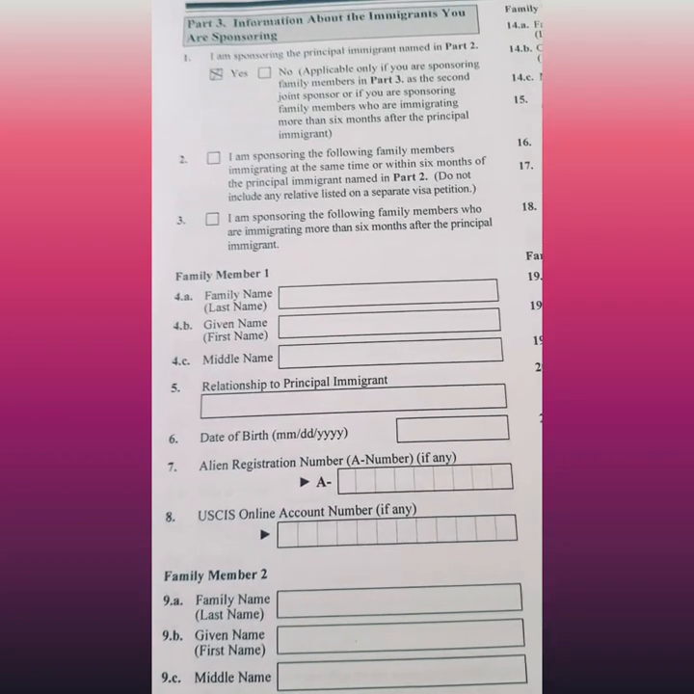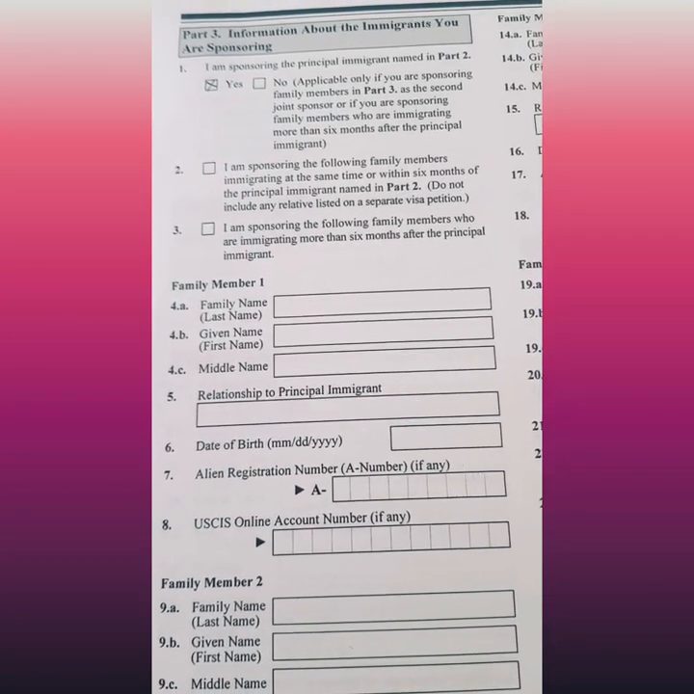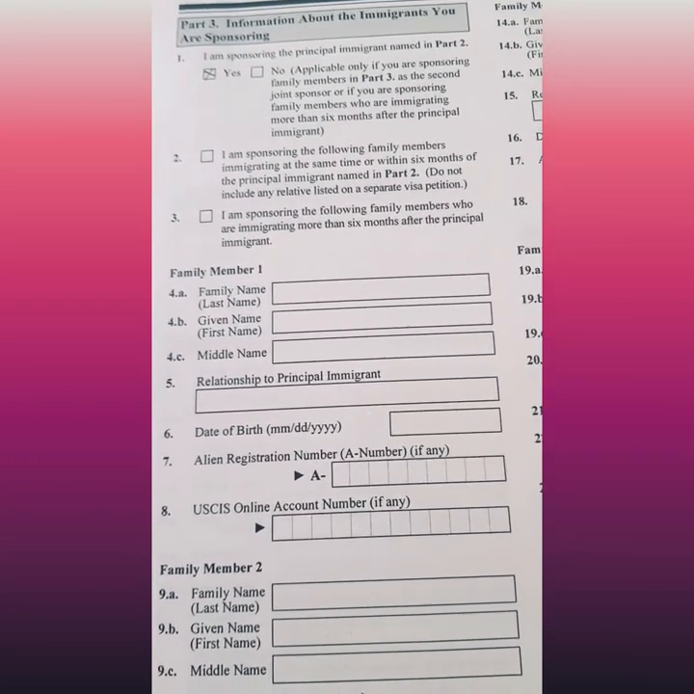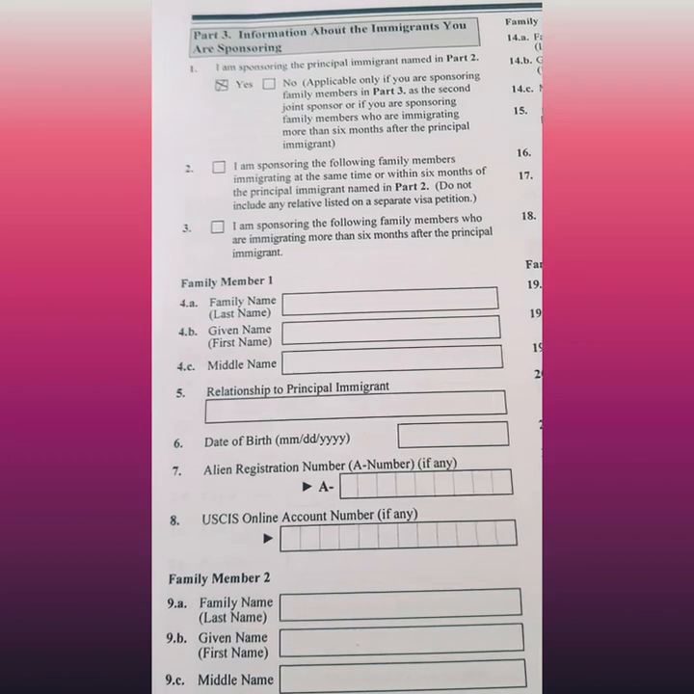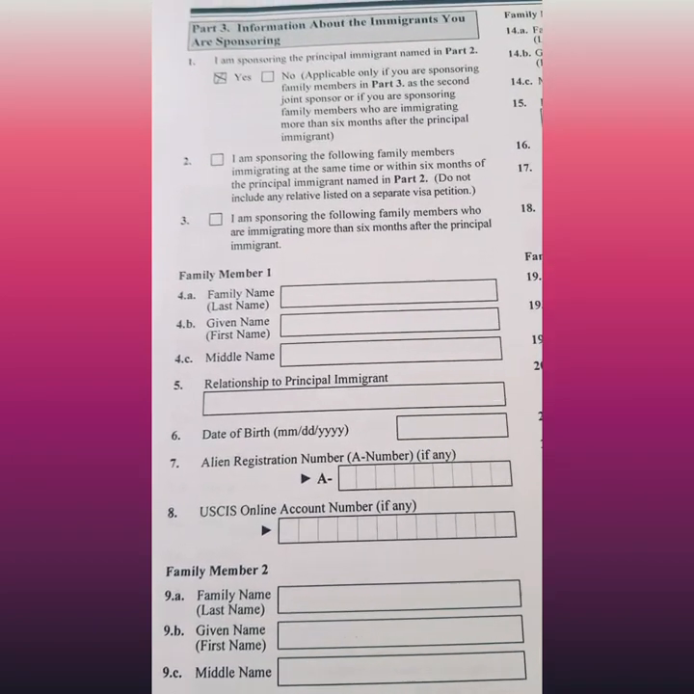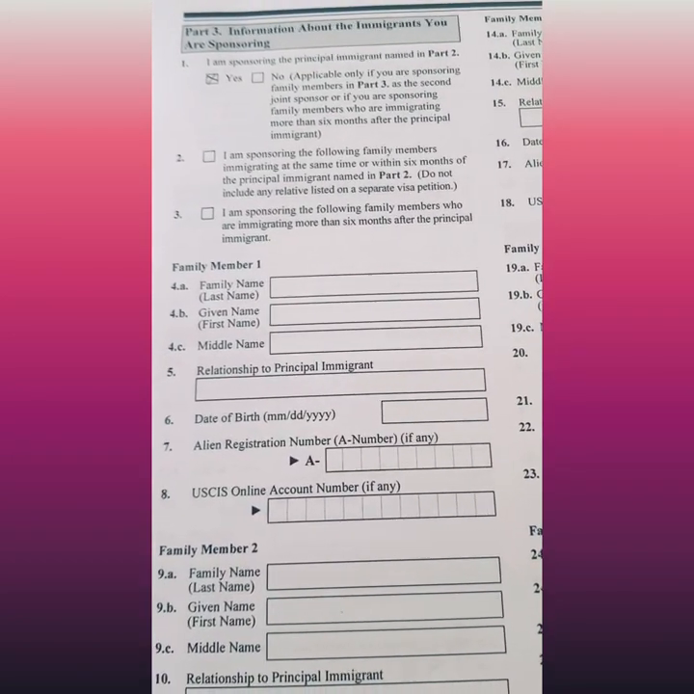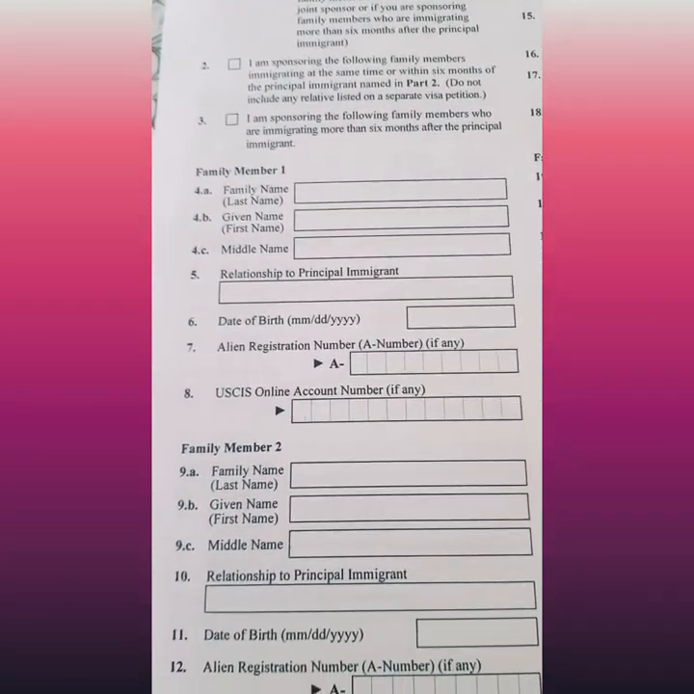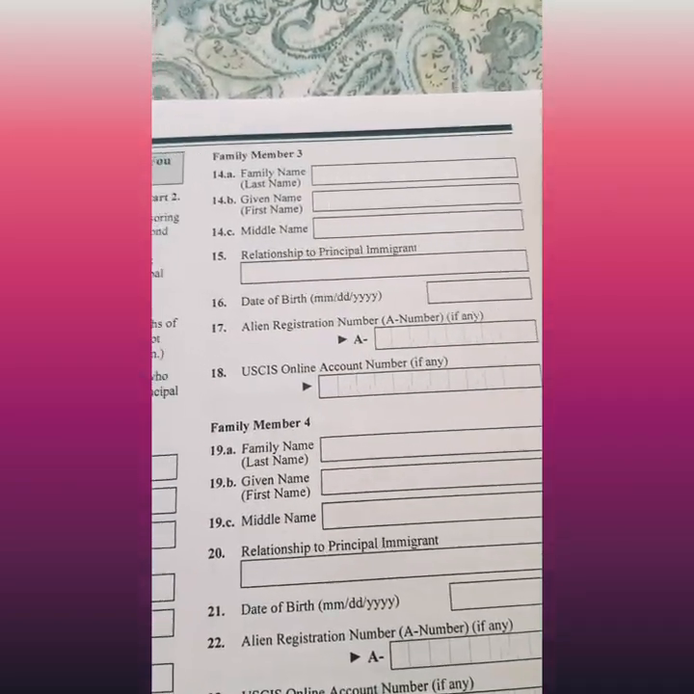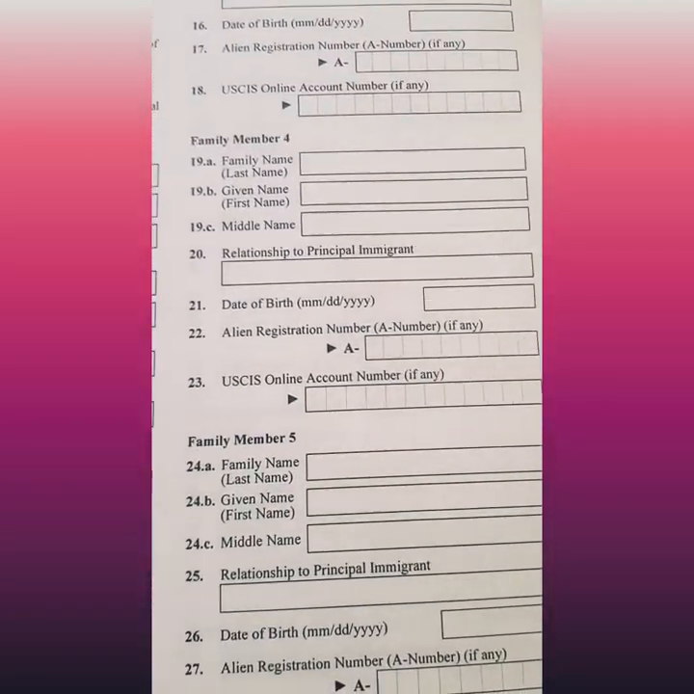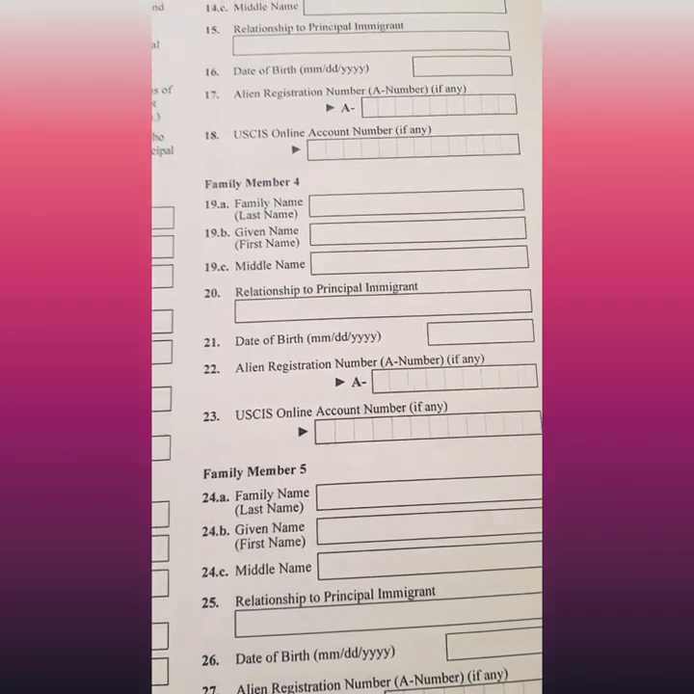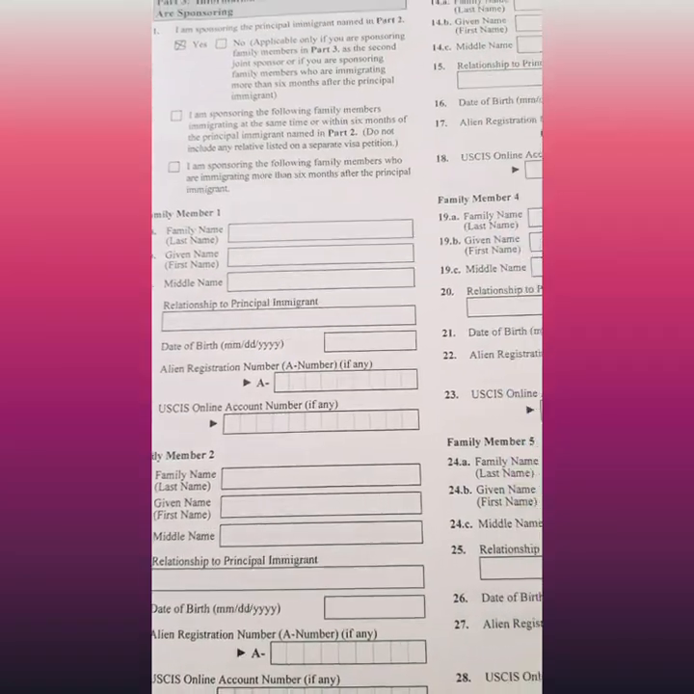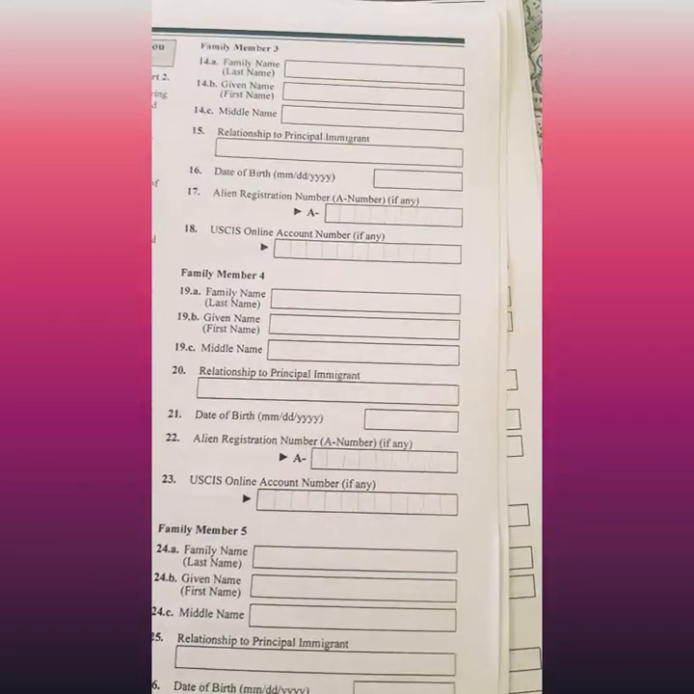So since this person is the only one, since we clicked on number 1 yes, we don't have to fill it up because the person doesn't have any family members coming along, so we leave the space blank. So you see that they have family member 1, 2, 3, and 4. We don't have to fill it up because there are no family members coming. So let's move on to the next one.